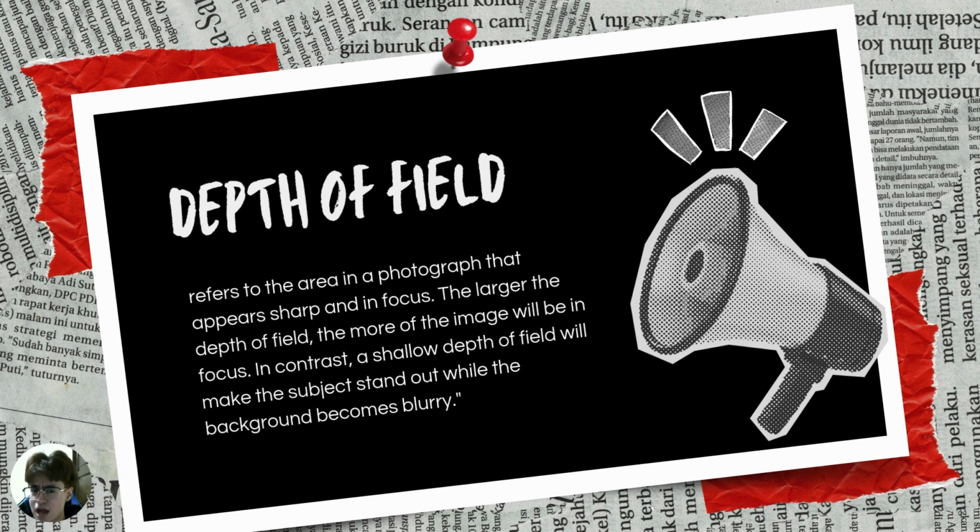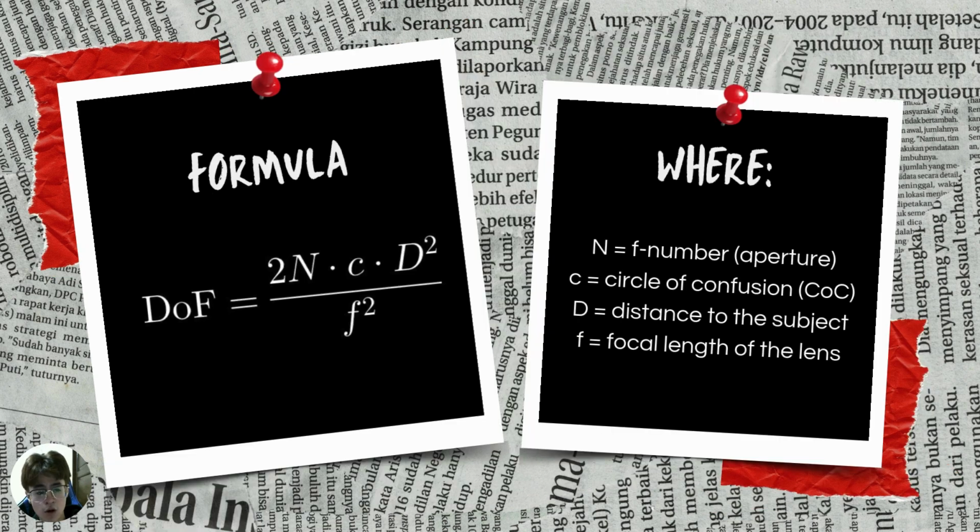So, what is our formula? Well, our formula is the depth of field is equal to 2 times the aperture value multiplied by the circle of confusion multiplied by the square of the subject distance, all divided by the square of the focal length. So let's understand first what each variable means.